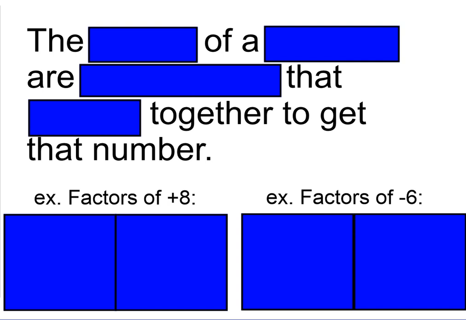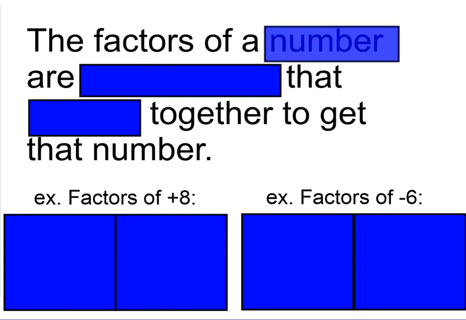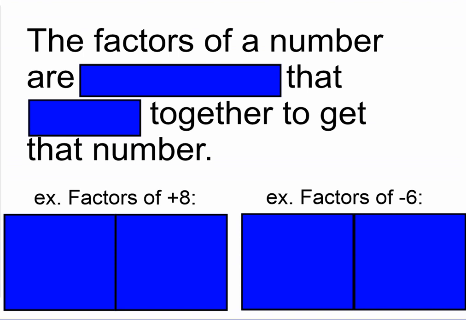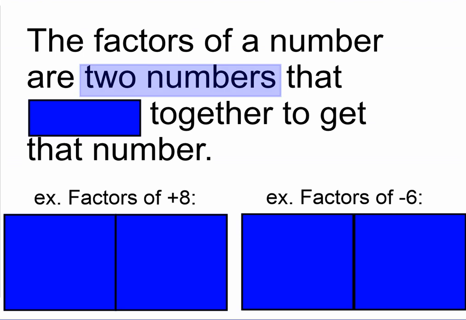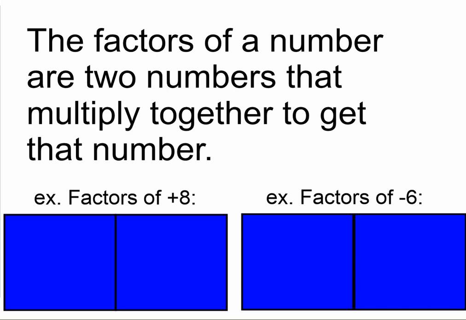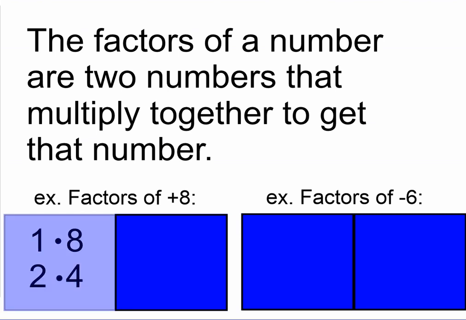So we have here the factors of a number are two numbers that multiply together to get that number. So if I said, what are the factors of positive 8? You should be able to tell me 1 times 8, because that equals 8, and 2 times 4, because that also equals 8. Something else to keep in mind is the sign.